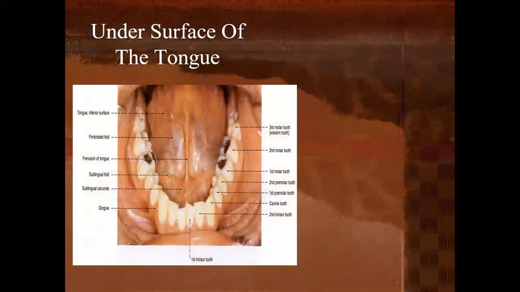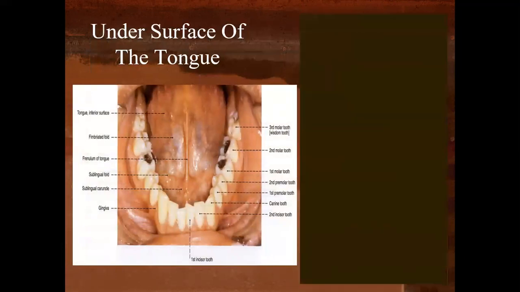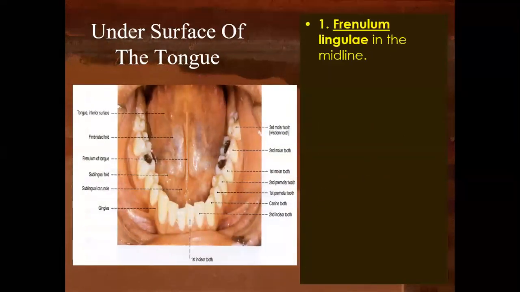Now coming to the undersurface of the tongue, what is below the tongue? If you lift the tongue, this is how it looks. The first important structure you will observe is the frenulum linguae, or the frenulum of the tongue, in the midline. It is in the center. This is a very important structure.